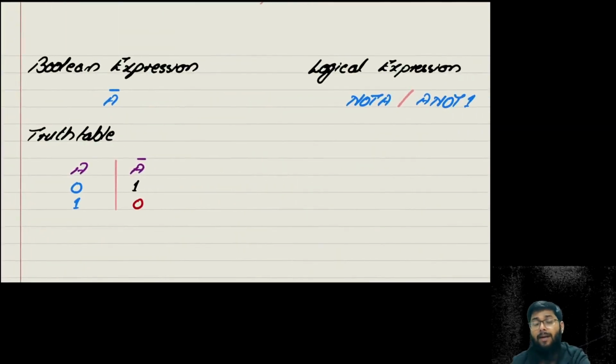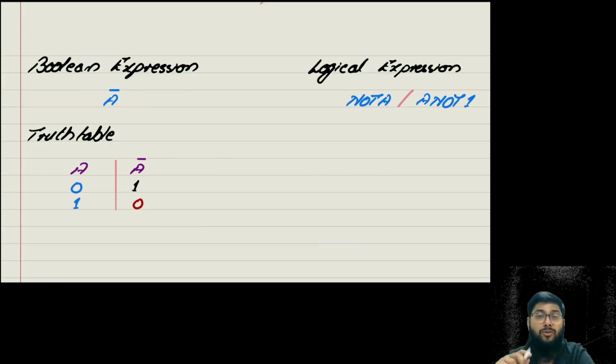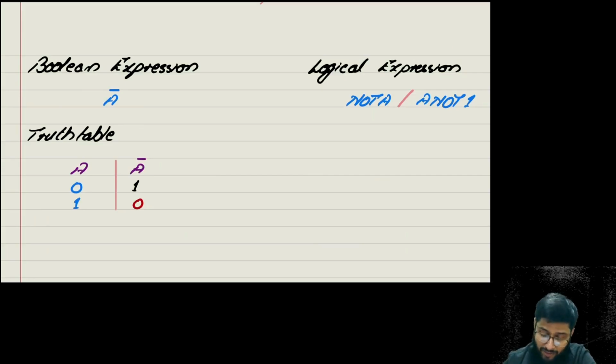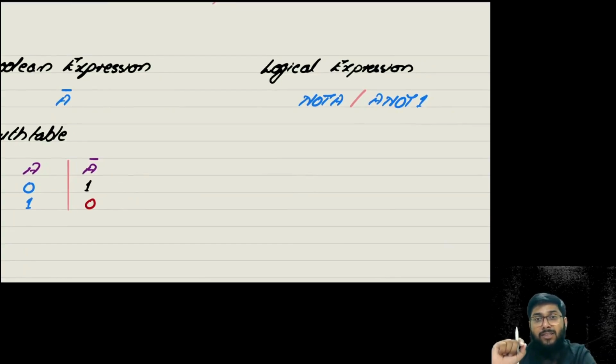Now do remember that we have two different types of expressions. One is the Boolean expression and the other one is the logical expression. What is a Boolean expression? A Boolean expression is one where we utilize symbols. It is actually a symbolic representation of a gate that is being applied. Whereas in the logical expression, we mention the name of the gate that is being utilized between the variables.